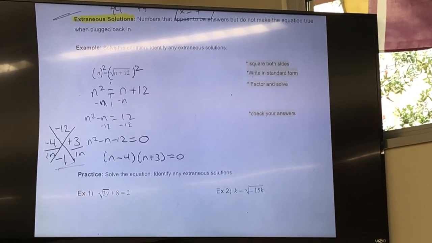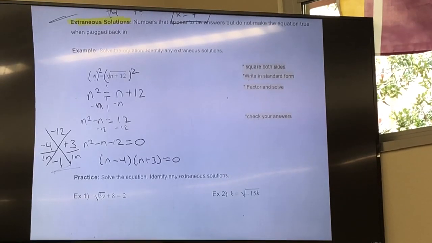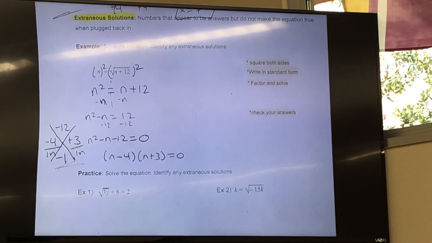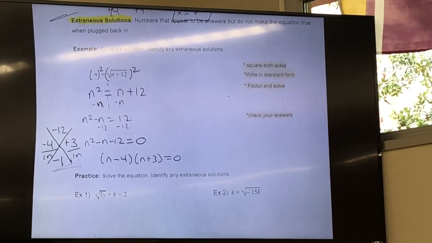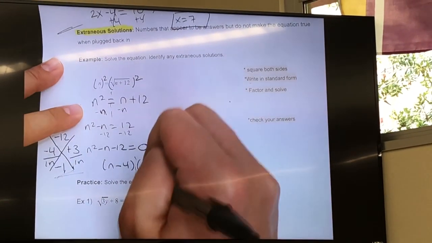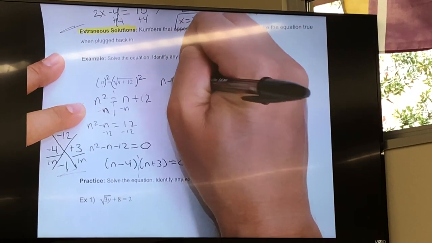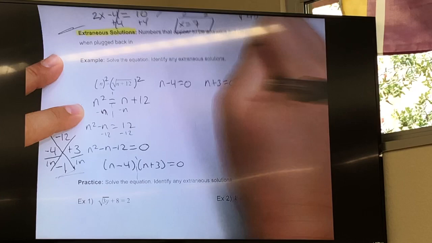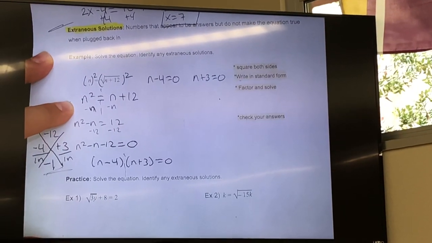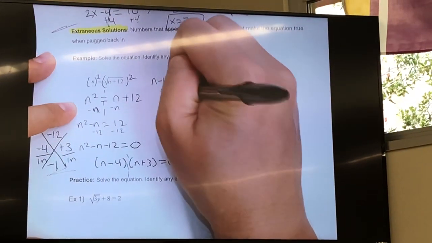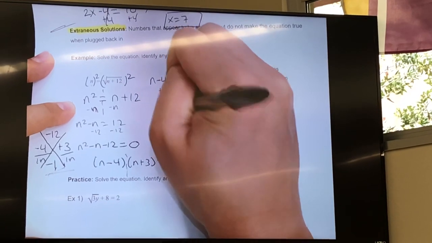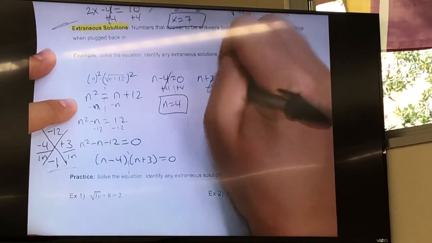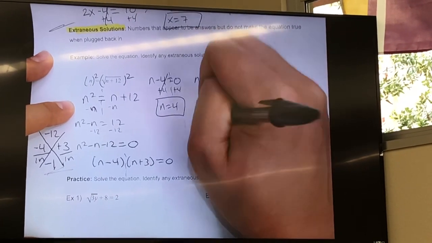Some of you were forgetting this in the last chapter. Remember, they're both set equal to 0. You need to split them and set them each equal to 0. So up top, we're going to have n minus 4 is equal to 0, and n plus 3 is equal to 0. This one, we're going to add 4 to both sides. n equals 4. And this one, subtract 3, so n equals negative 3.